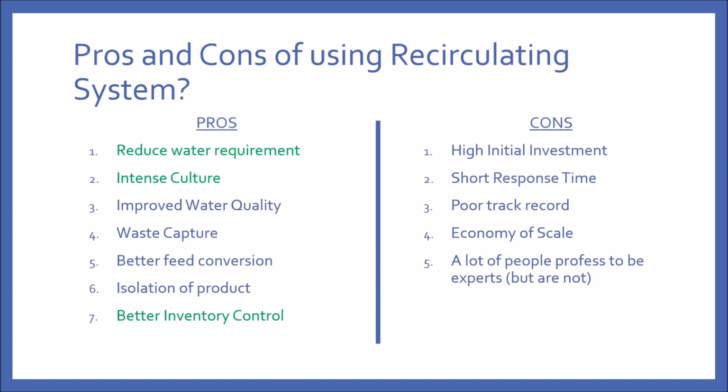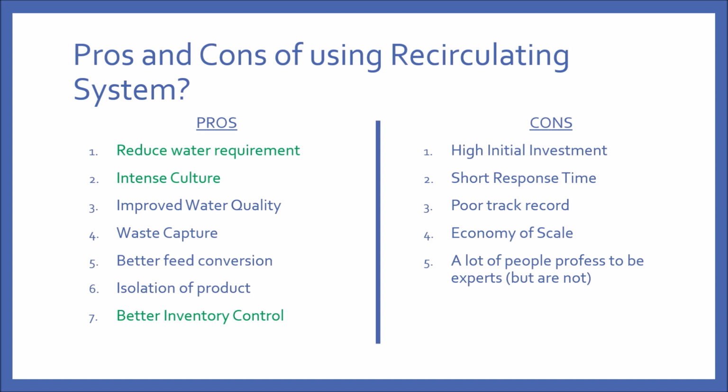So what are the pros of using recirculating systems? I would first highlight the pros, especially pertaining to the mud crab industry. Number one, you definitely reduce the water requirements for mud crab aquaculture. You will also be farming them in a very intense manner, in a way that you will be stacking them vertically in boxes, and they are spread out over a very small floor area. Improved water quality can be true or false depending on your knowledge of operating a recirculating system.